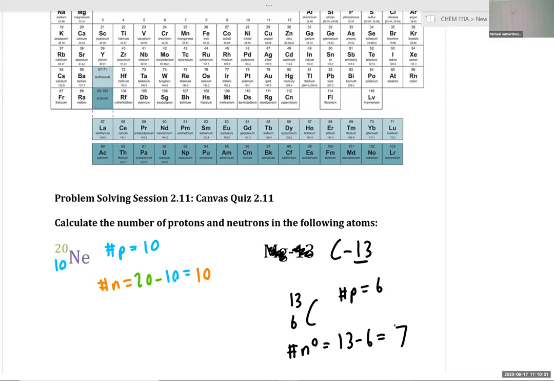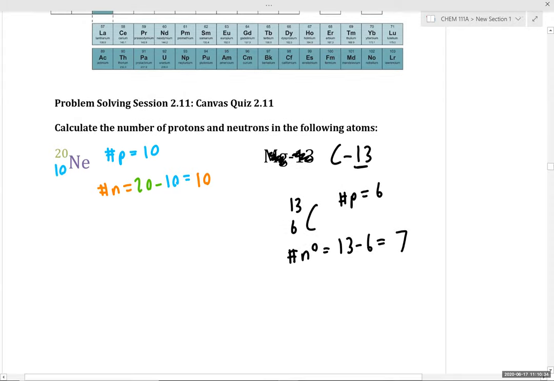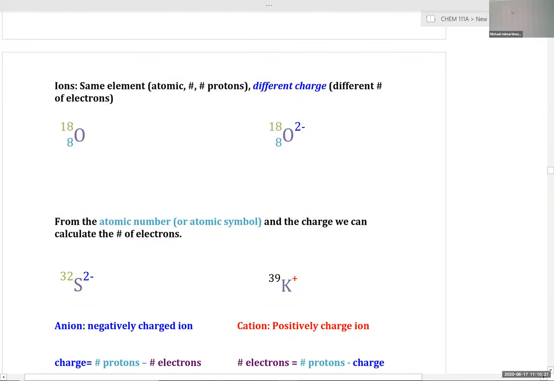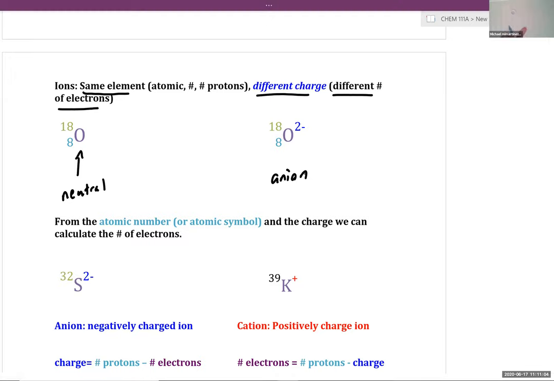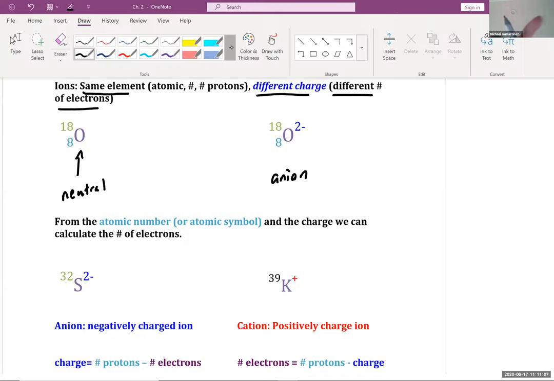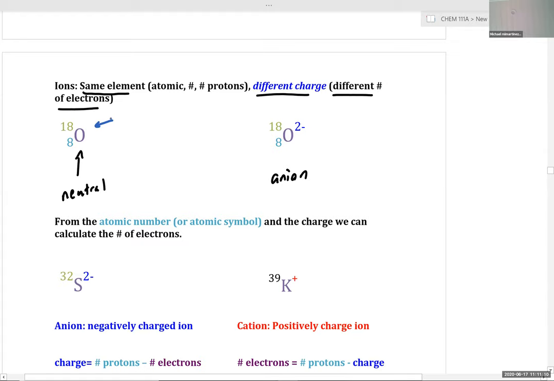Yes. Okay, perfect. So let's talk about this next example, which is looking at ions. So ions are the same element with a different charge. In other words, a different number of electrons. So for example, O18 as written here is neutral, but O18⁻ is an anion. So the only thing different between two ions is that we have a different charge.